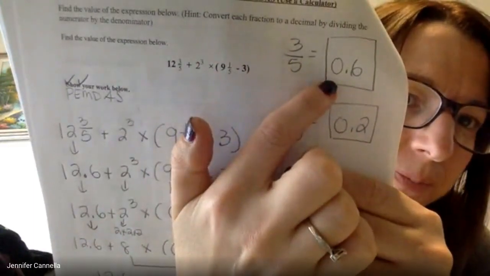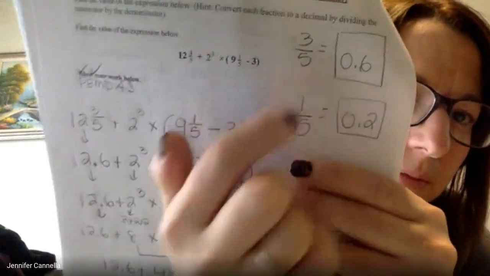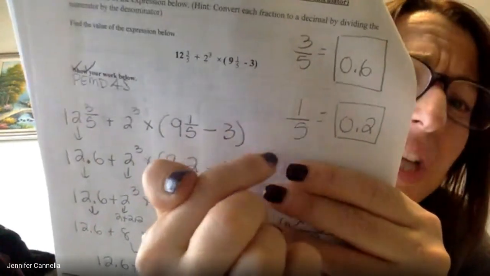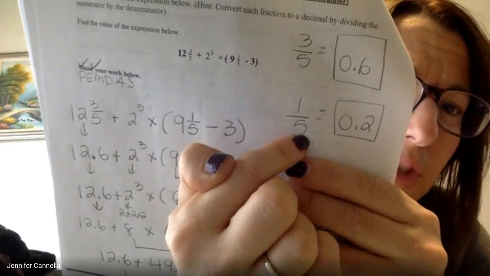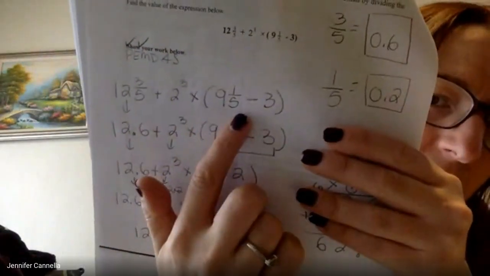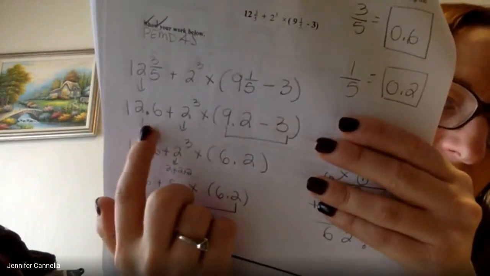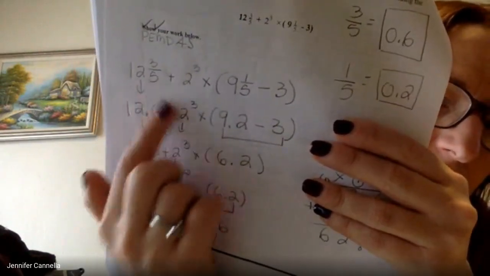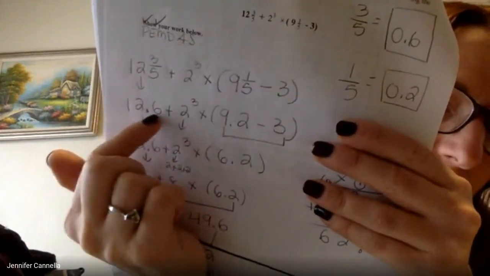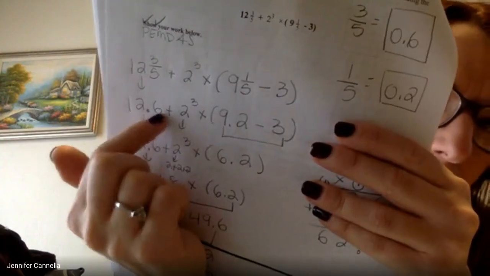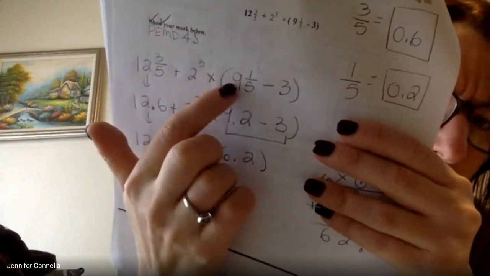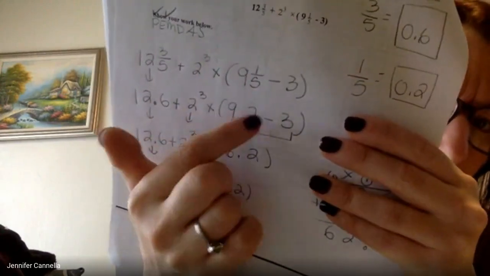3/5 is 0.6, and 1/5 is 0.2. So this is what she had. Then she had 2 to the third equal 2 times 2 times 2, which is 8. But I'm just interested in the decimal right now. Then she rewrote the expression. She said to substitute: take the 12 and 3/5 and make it 12.6, plus 2 to the third power, leave it, times, convert 1/5 to 0.2, minus 3.